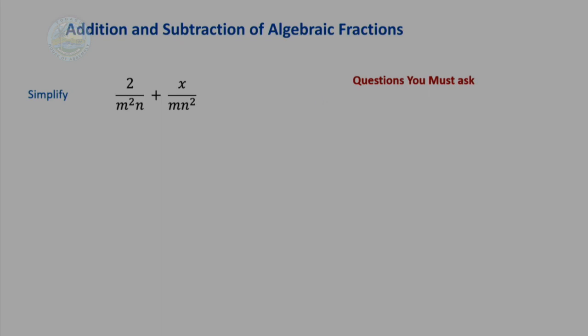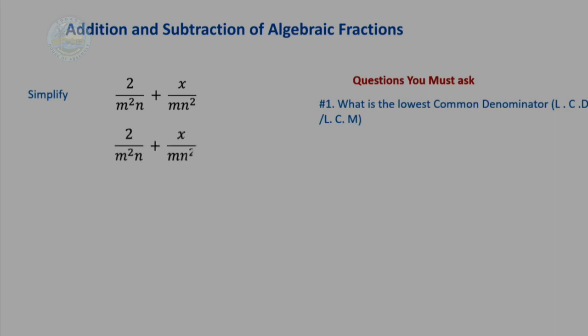Questions we have to ask ourselves are, question 1: what is the lowest common denominator or lowest common multiple? You remember how to do that? Write down our denominators. What are our denominators here? Our denominators here are m squared n and mn squared. Take those denominators. Remember from our video on multiplication and division of our algebraic terms, what this here represents. m squared n is m squared multiplied by n, and mn squared is m multiplied by n squared.